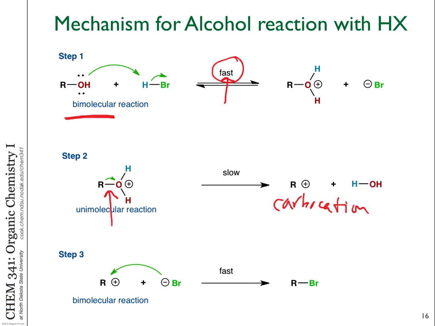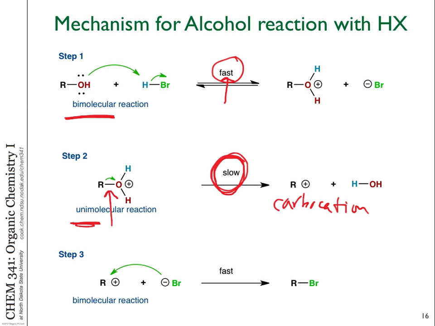Okay, that's a unimolecular reaction. It doesn't depend on anything else. It only depends on that protonated alcohol species. In this reaction, actually, this has been determined and measured as the slowest step in the process. That's the one that's going to have the highest activation energy barrier.